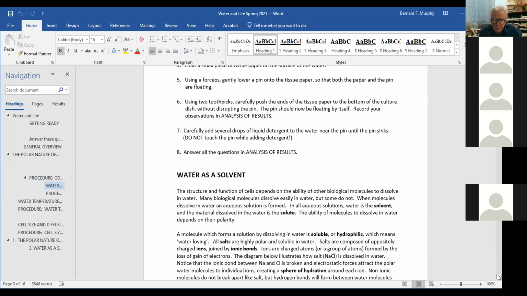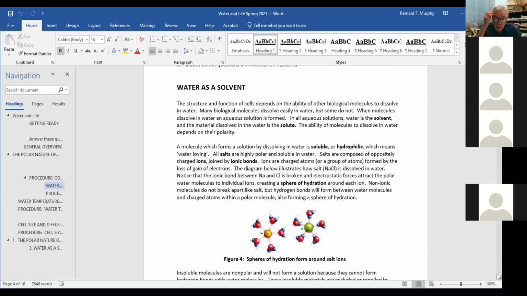Okay, water as a solvent. Like I said, in aqueous solutions, water is the solvent. The material dissolved is the solute. A molecule which forms a solution in water is soluble or hydrophilic. And all salts are soluble because ionic bonds break in water. They always break in water. Right?